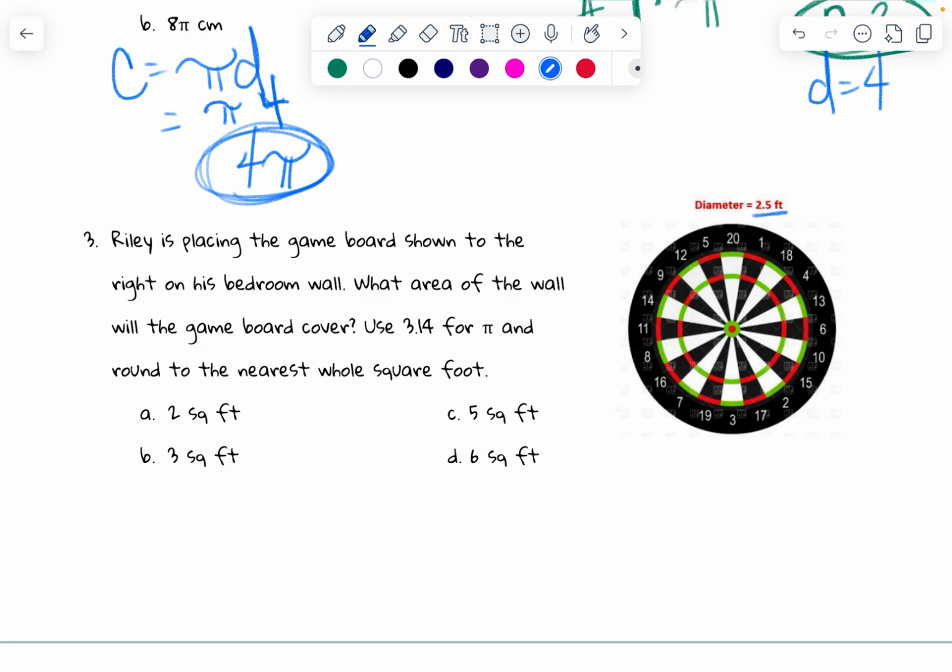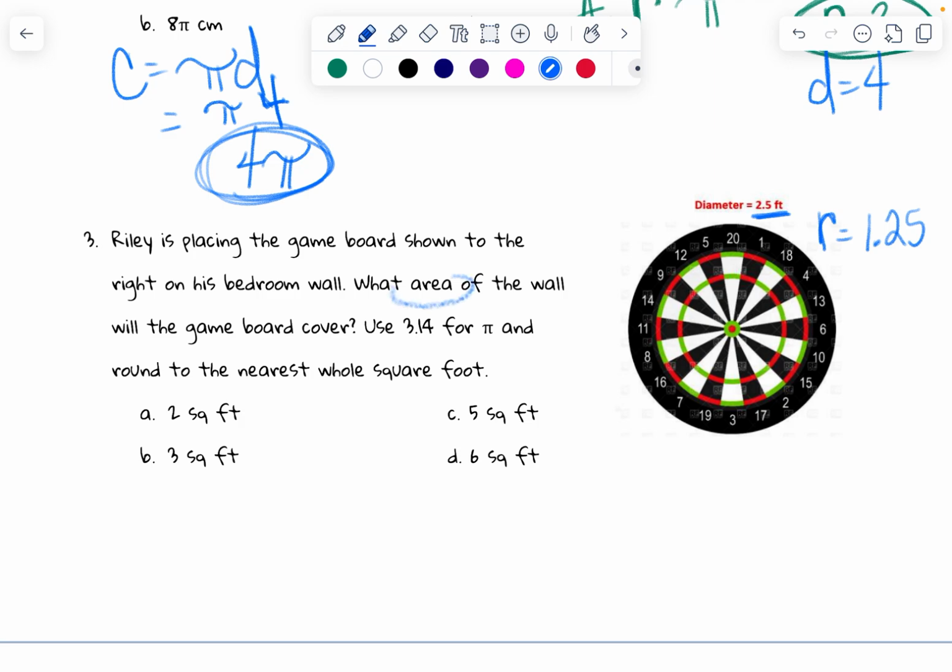Well, the diameter is 2.5. If the diameter is 2.5, what is the radius? The radius is going to be half of that. So we've got 2.5 divided by 2, and it's 1.25 is going to be the radius. We need to know the diameter and the radius so that we can make sure we're using the right one.